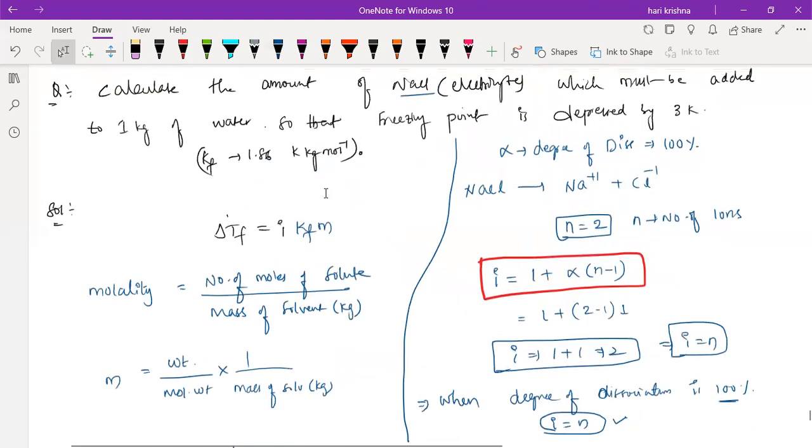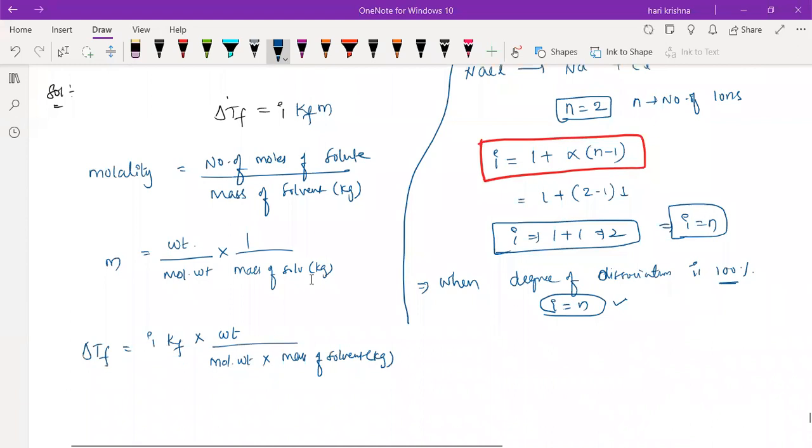What they are asking now is to calculate the amount of NaCl. That means what do you have to find out? You have to find out the weight of the solute. Understanding? Is it clear up to this or not? Unmute yourself and you can tell the answer. Is it clear or not? Or any confusion?